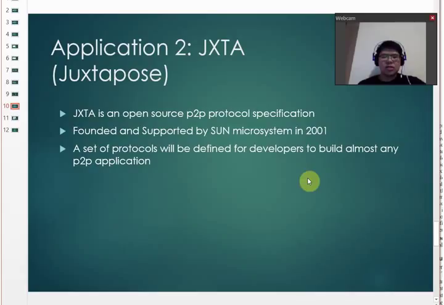Another application that practices P2P protocol specification is JXTA. JXTA is also known as Juxtapose. JXTA is an open source P2P protocol specification started and supported by Sun Microsystems in 2001. It defines a set of protocols that developers can use to build almost any P2P applications.